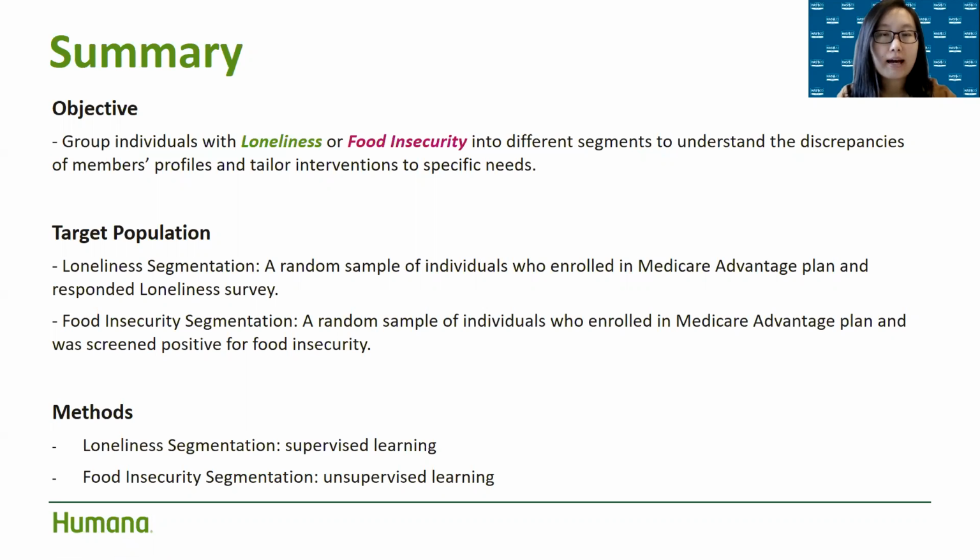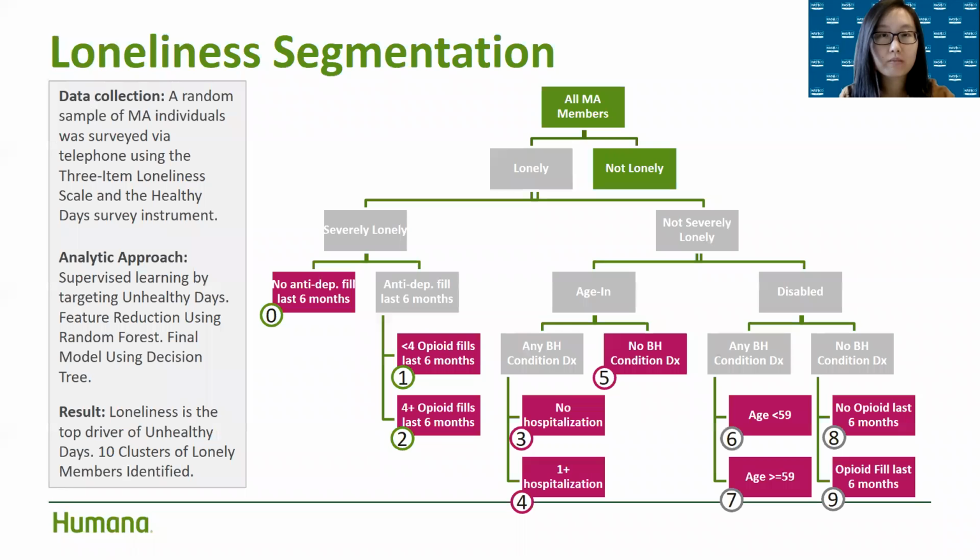Generally speaking, the ultimate goal is to group the members experiencing social determinants of health into different segments, so we can understand the discrepancies of the members' profiles and tailor our interventions to specific needs.